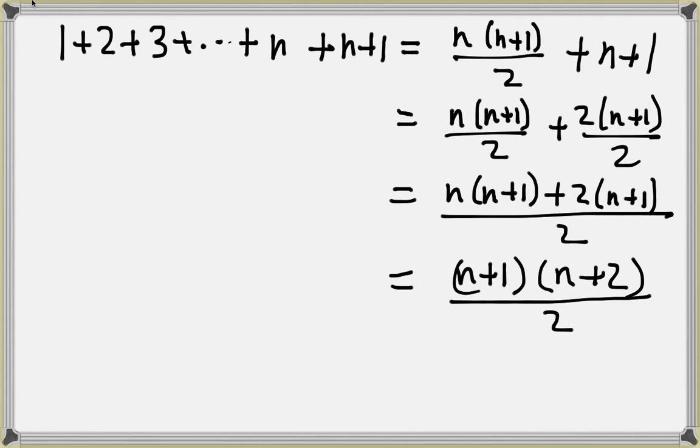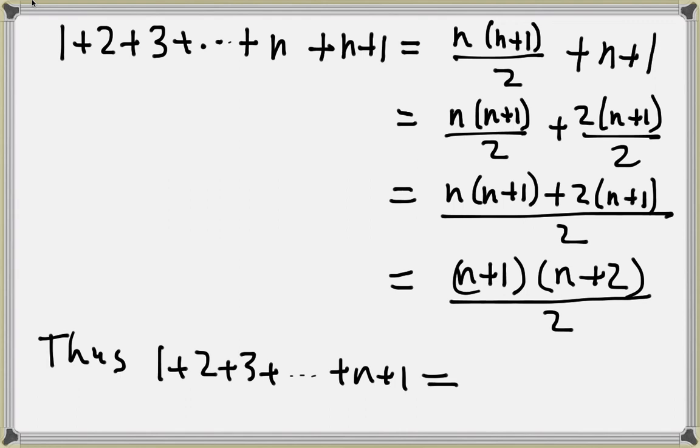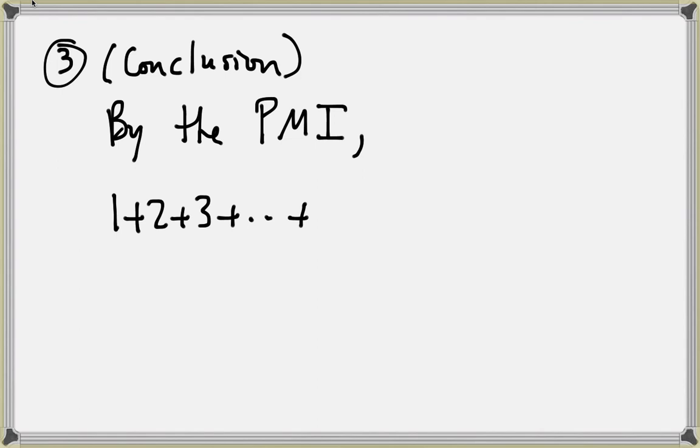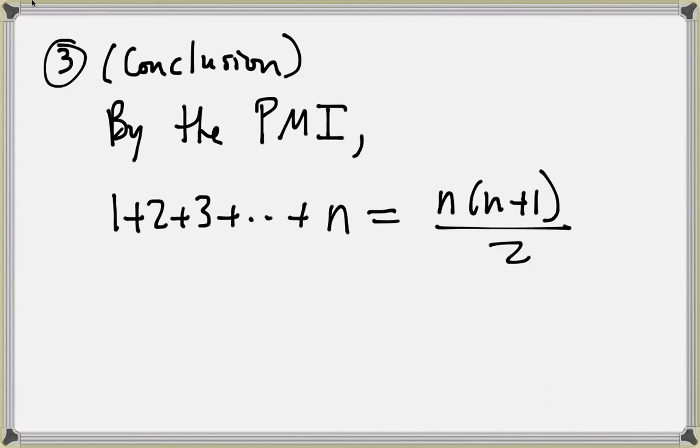And that's exactly what I needed to show, so I can conclude that 1 plus 2 plus 3 all the way up to n plus 1 does equal n plus 1 times n plus 2 over 2. So finally, our conclusion, just to summarize: by the principle of mathematical induction, it is true that 1 plus 2 plus 3 all the way up to n equals n times n plus 1 over 2 for all natural numbers n.